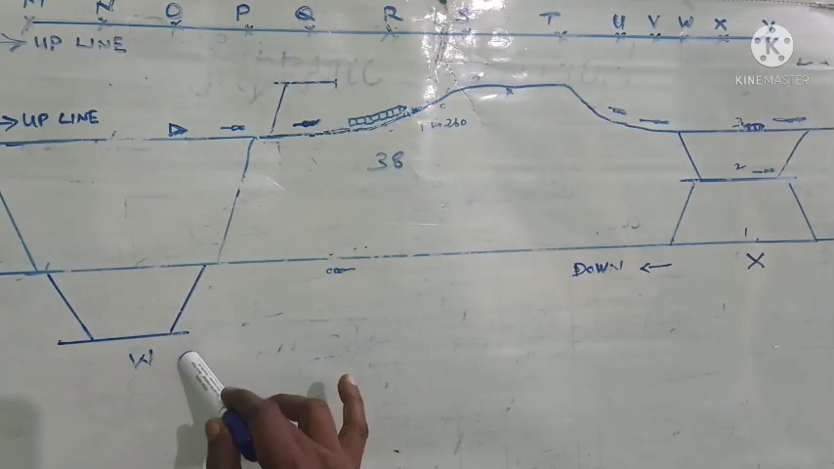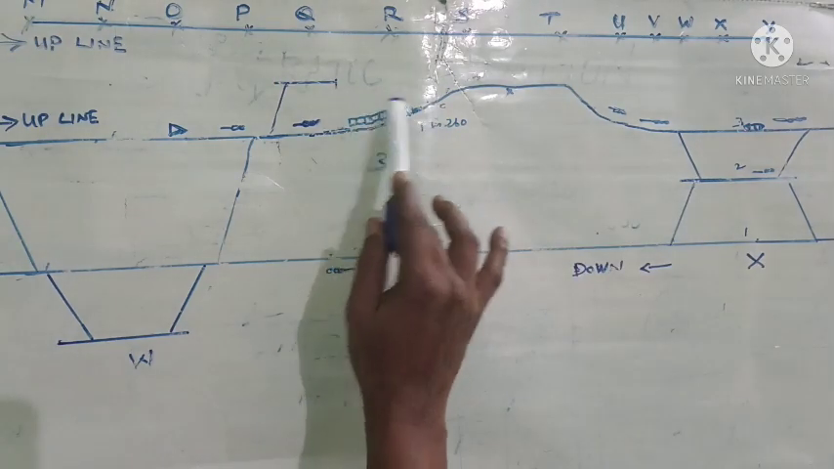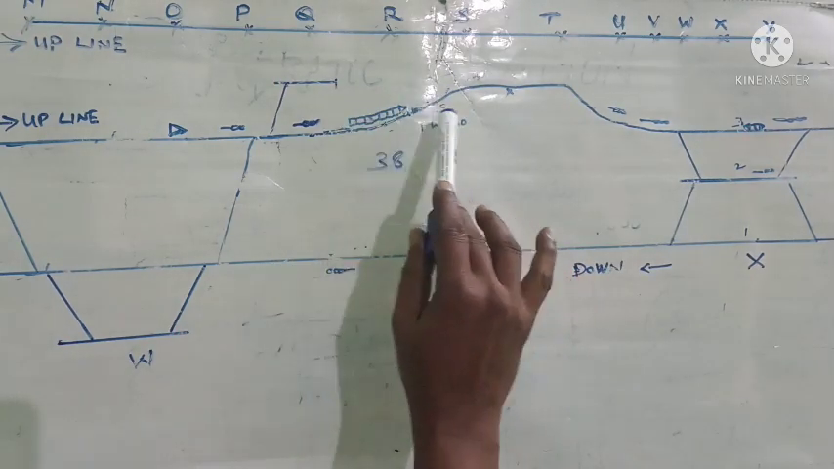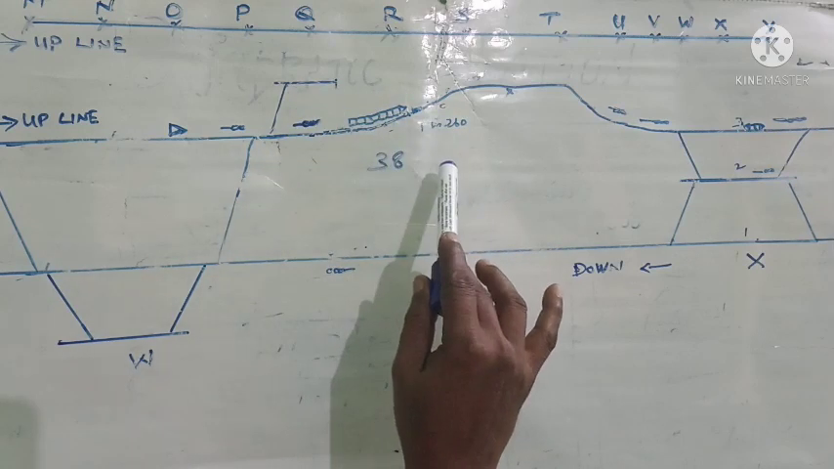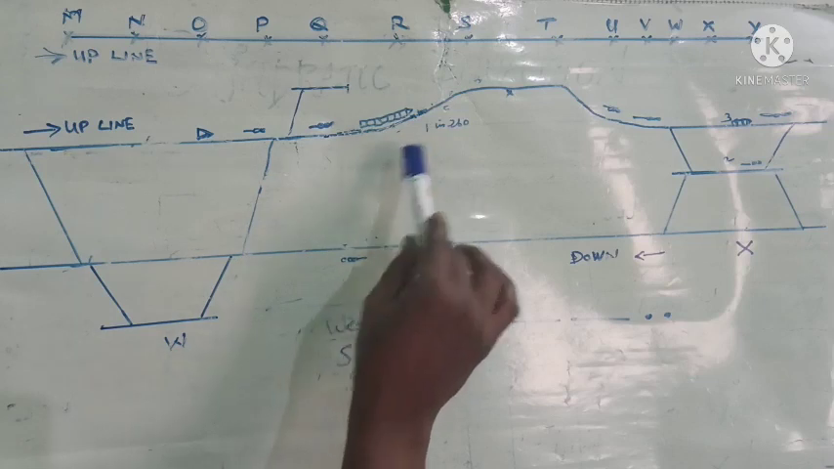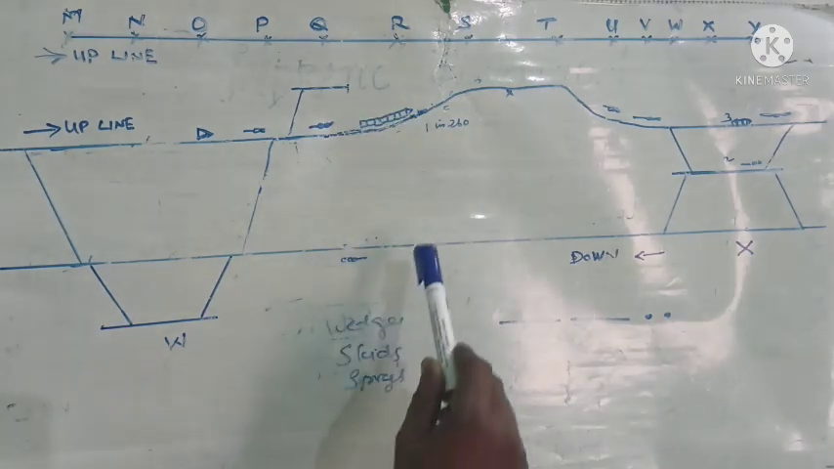When the engine comes from station W or from station X, it will be attached to this train and it will be moved, similarly as in the case of the passenger carrying train, which we have already seen. Now let us see the other option, that is parting of this goods train.